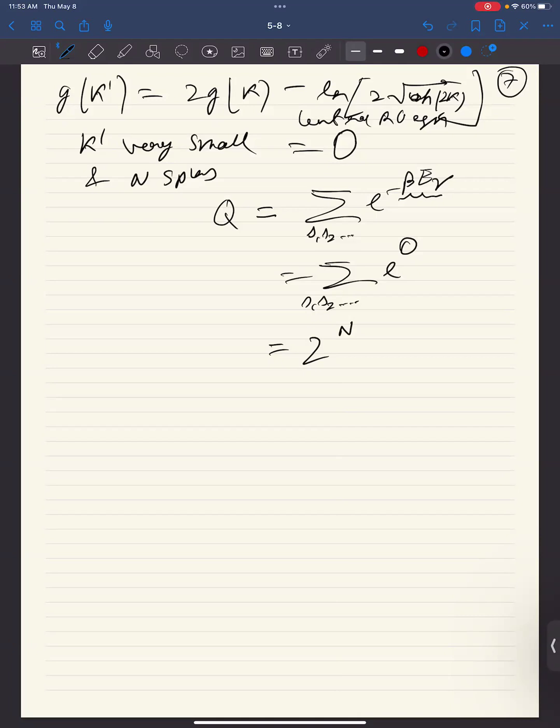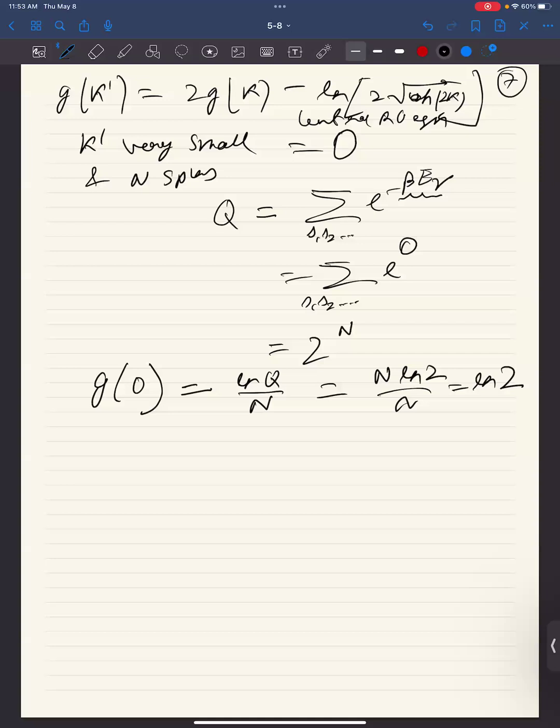So what RG does is say that, okay, this means that g of 0, if there was no interaction, is going to be ln q by n, right? That is how I define my intensive free energy. What is ln q? That is n ln 2 by n, equal to ln 2. So RG says this is true for exactly k prime equal to 0. But if you use this in the central RG equation, equation number 8, this won't work.